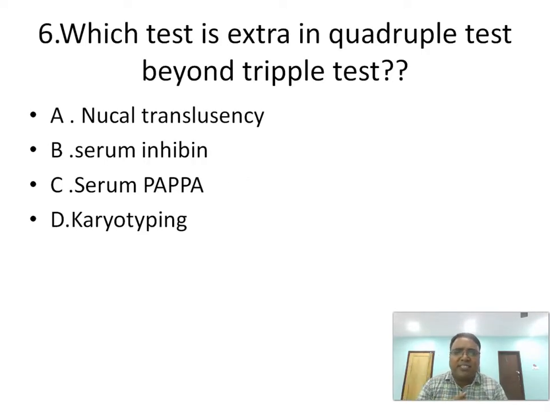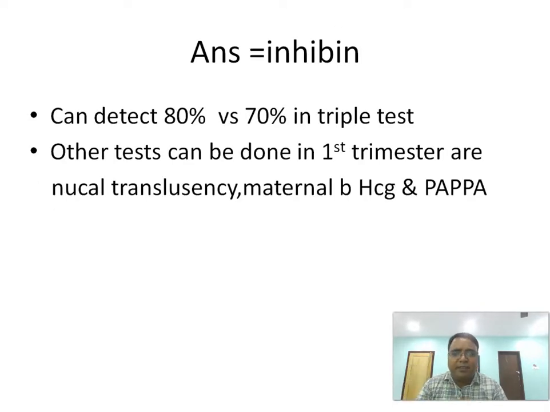Then which test is extra in the quadruple test beyond the triple test? As we know, we do the triple test, quadruple test, and integrated scan in a suspected case of a Down child. Then what is the extra in the quadruple test? Is it nuchal translucency? Is it serum inhibin? Is it serum PAPP-A? Or is it karyotyping? Which test is extra in the quadruple test? The answer is inhibin.